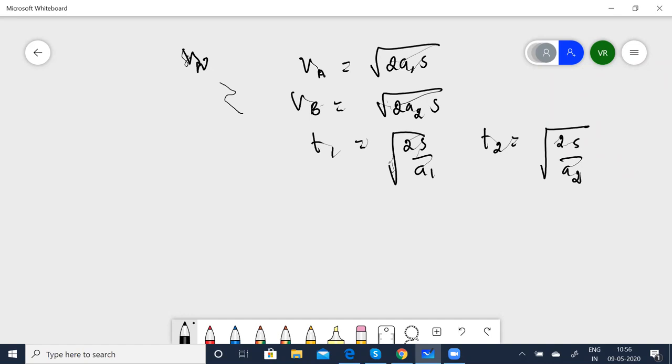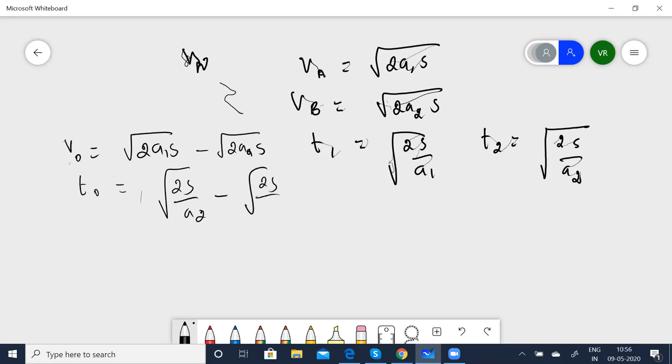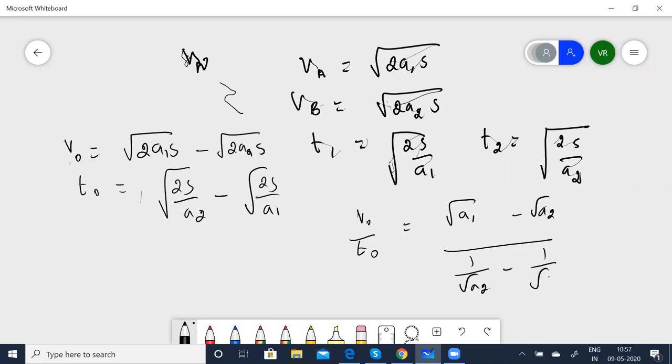Now we know what v0 is. V0 is going to be root of 2a2s minus root of 2a1s. And t0 is t2 minus t1, which is root of 2s by a2 minus root of 2s by a1. Now v0 by t0 is being asked, which is root of a1 minus root of a2 divided by 1 by root of a2 minus 1 by root of a1. Simplifying this, we get root of a1 a2. Let's see which option is correct.